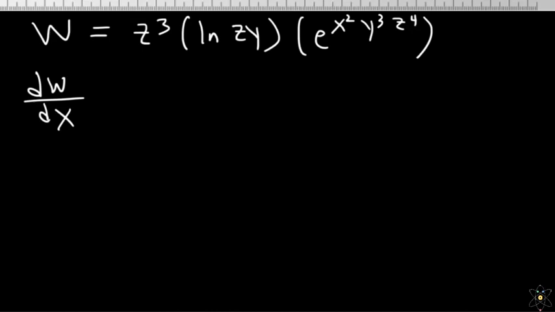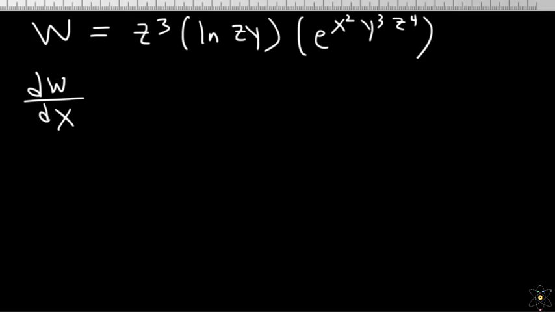Now, what about dw/dy? Do we need to use the product rule? It turns out we do. Here we have a constant. Here it is a variable because there's a y in it. And here this is another variable. So we have two variables multiplied to each other. Therefore, we need to use this form of the product rule. The derivative of two variables multiplied to each other is the derivative of the first times the second plus the first times the derivative of the second.